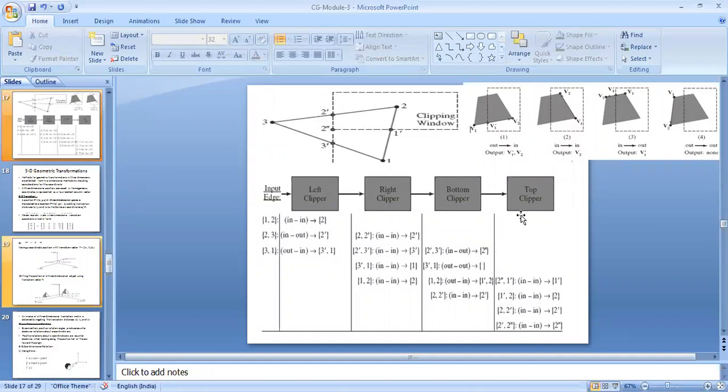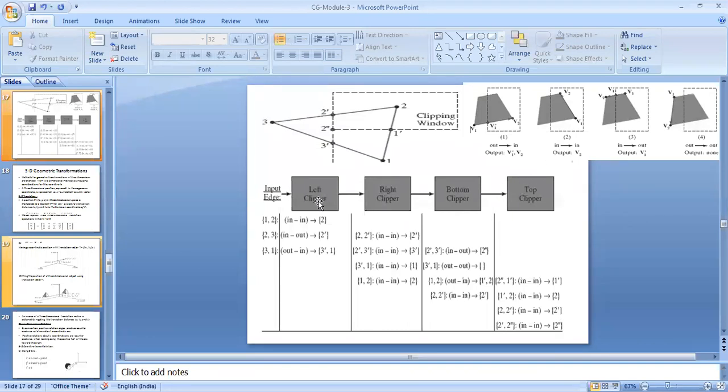Top clipper means this is my top clipping window edge. Above this I don't have anything, so all my edges are inside only. Above this clipper I don't have anything, so all of these are inside the clipping area. So all of this is in to in, so it will always be the second vertices: 1' 2, 2 2', 2' 2'', that's it.